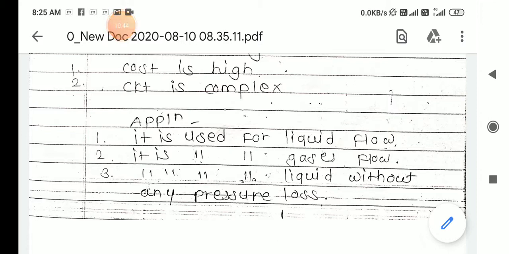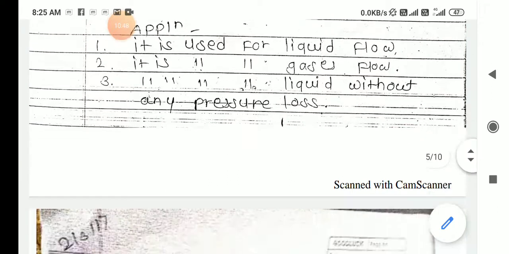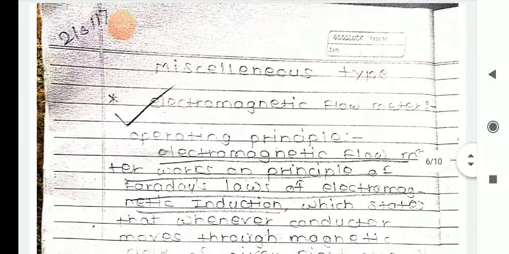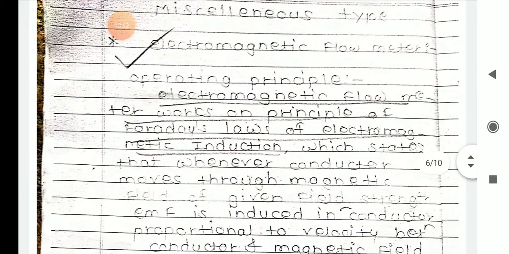It is used for liquid without any pressure loss. So next we will discuss the miscellaneous type. In that, the electromagnetic flow meter. It is also one of the types of flow meter techniques. So what is the operating principle?